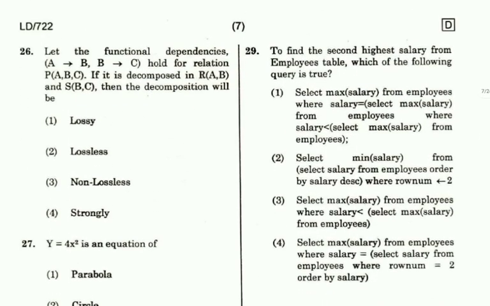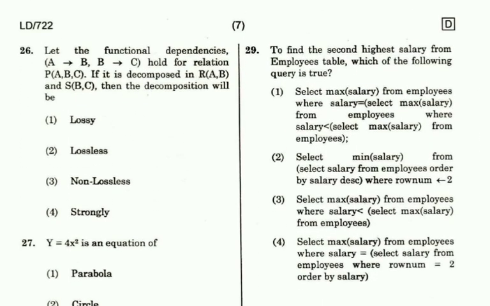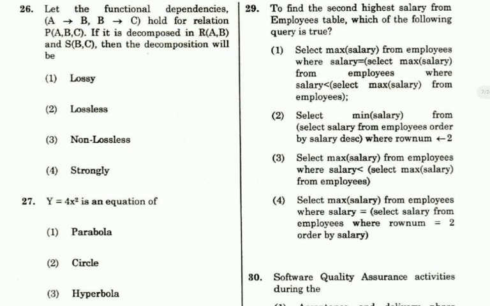Next, 29th one. To find the second highest salary from the employees table, which of the following queries is true? The correct approach is to find the maximum salary less than the highest salary. So here option 1 is correct. That is, select the max salary from the employees where salary is equal to. So this one is the correct one. Option 1 is the correct one.